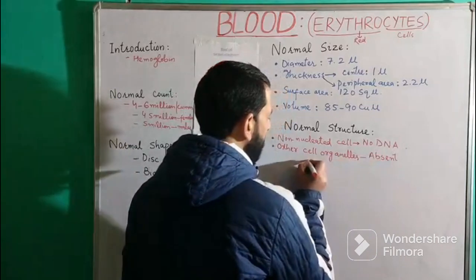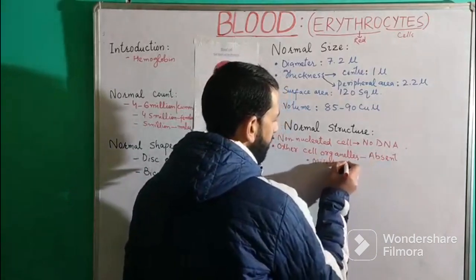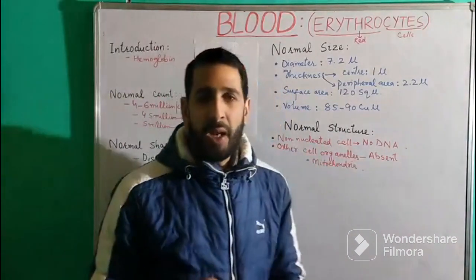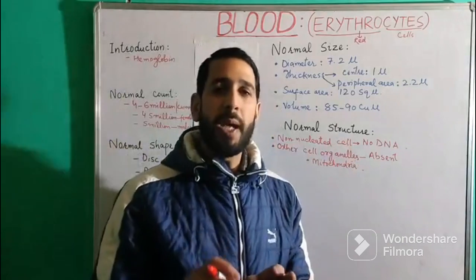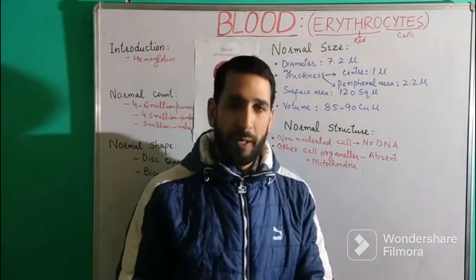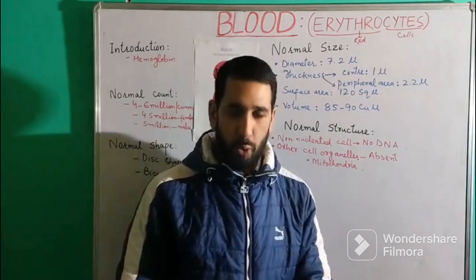Most importantly, we will see mitochondria. So mitochondria is absent in these cells. Now the thing is that mitochondria is actually the powerhouse of the cell. So the Krebs cycle happens in our mitochondria, which is a source of ATP formation for cells.